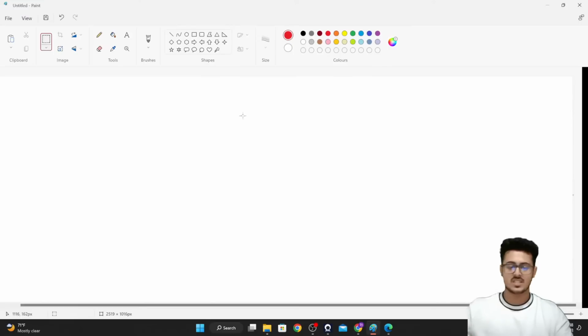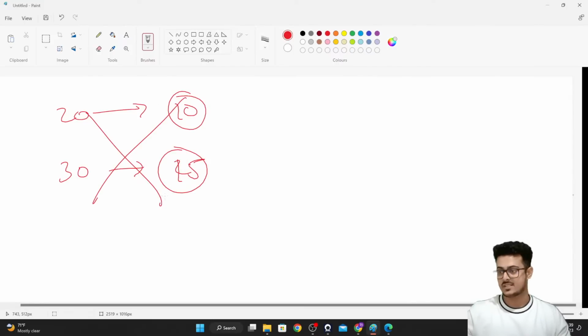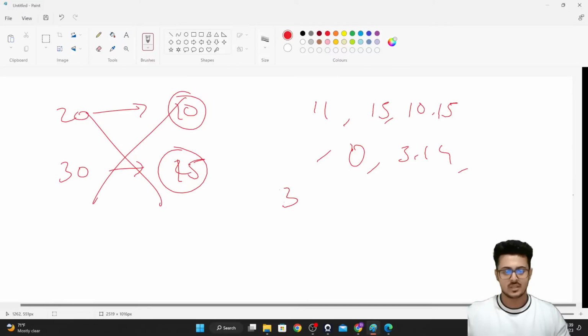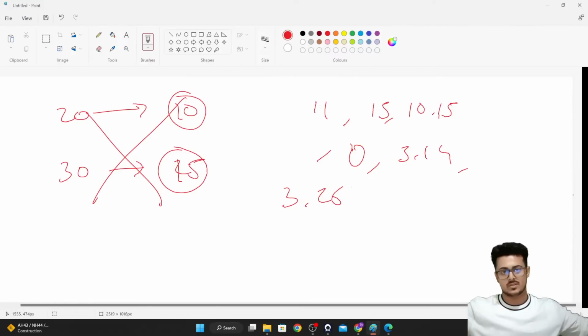In histograms, it won't be like you have 20 numbers of 10 or 30 numbers of 15. This is not going to be the case. You are going to have numbers like 11, 15, 10.15, 0, 3.14, 3.26. So you're going to have a distributed array of numbers itself.